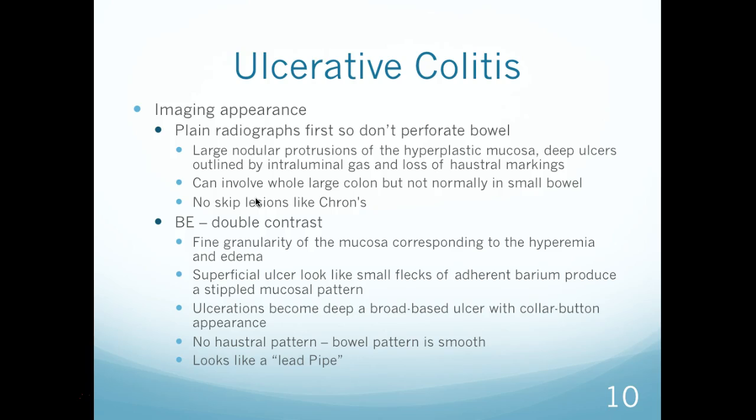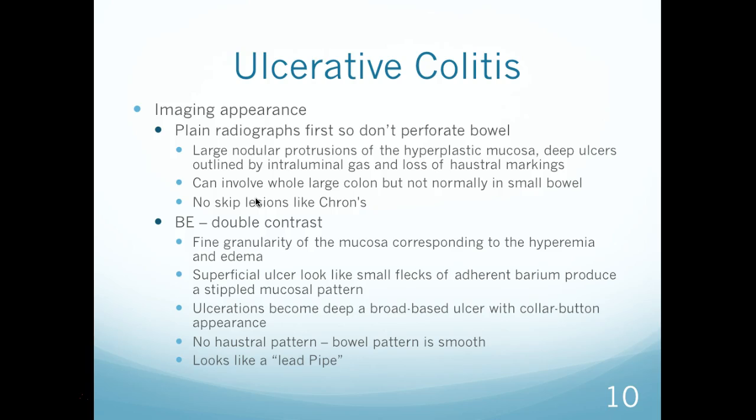So the imaging appearance: do a plain radiograph first, and if you don't see a perforated bowel, you'll see large nodular protrusions of the hyperplastic mucosa, deep ulcers outlined by intraluminal gas, and loss of haustra markings. So when you look at the descending colon and there are no haustra markings, you need to be aware that we might be dealing with ulcerative colitis. It can involve the whole colon, but it's usually not in the small bowel, and there are no skip lesions like Crohn's.